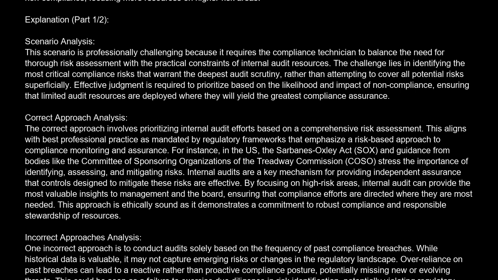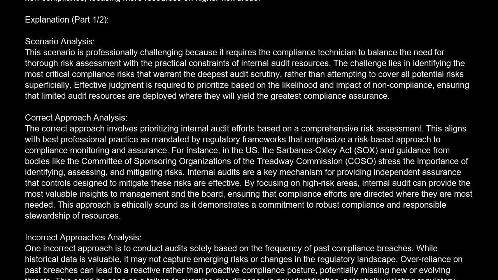Correct approach analysis. The correct approach involves prioritizing internal audit efforts based on a comprehensive risk assessment. This aligns with best professional practice as mandated by regulatory frameworks that emphasize a risk-based approach to compliance monitoring and assurance.